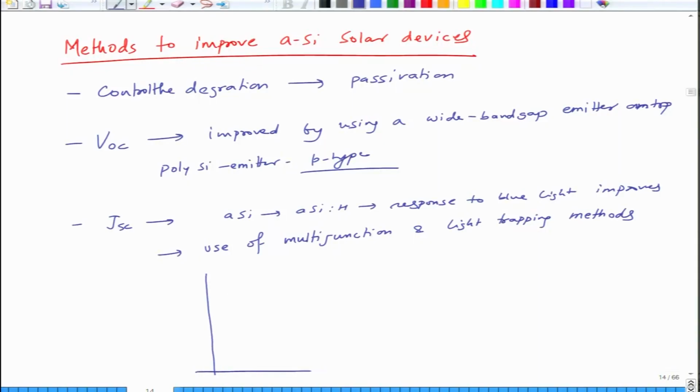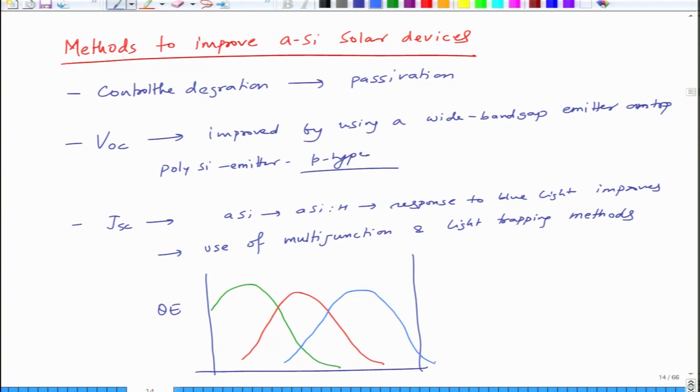For example, if you use a multi-junction design, if you look at the quantum efficiency of the solar cell, you engineer the band gap so that you use a higher band gap in the top layer, which gives you certain quantum efficiency. You use the intermediate band gap in the middle layer, which gives you quantum efficiency in this region, and then a shorter band gap in this region, which gives you quantum efficiency. The overall quantum efficiency could be something like this.